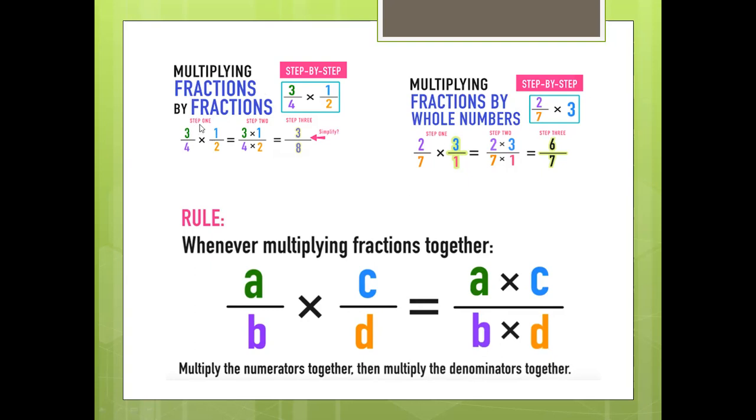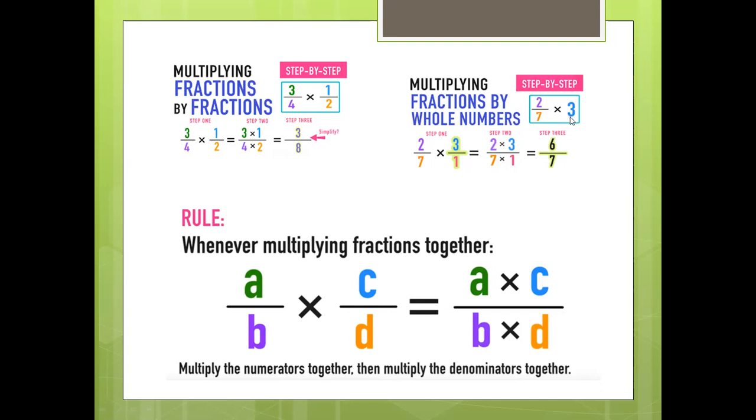So step 1, we have here an example. 3 over 4 multiplied by 1 over 2. So 3 times 1 is equal to 3, and 4 times 2 is equal to 8. So this is now our answer. How about if we are going to multiply fractions by whole numbers? So we have here a whole number.